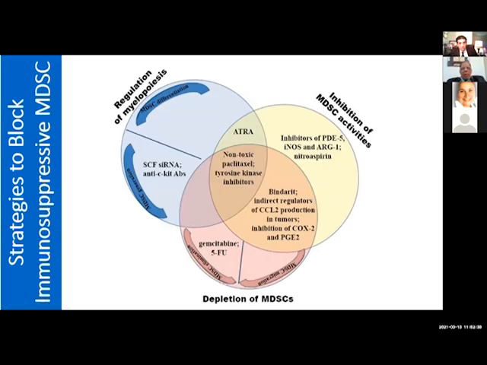And we are thinking of how to target MDSC, either at the level of myelopoiesis from bone marrow, or inhibition of MDSC activities, or depletion of MDSC, or using some common, multiple pathways at the same time.